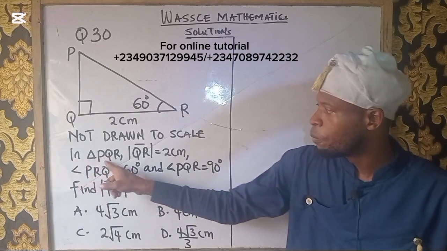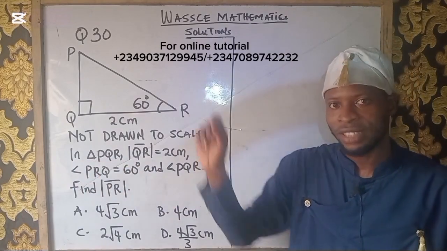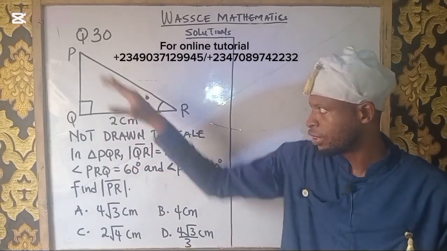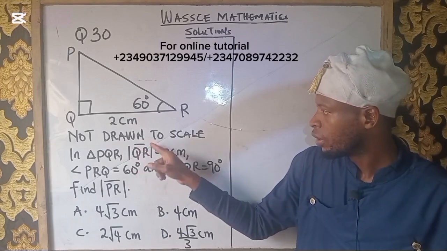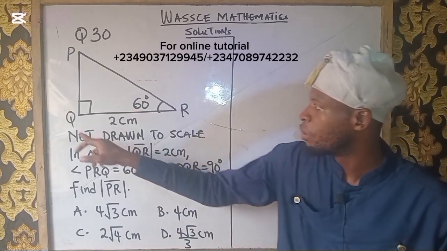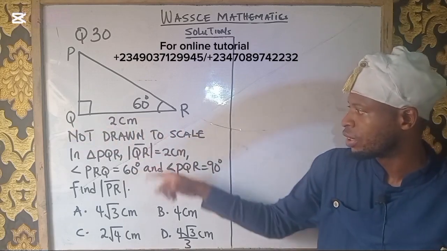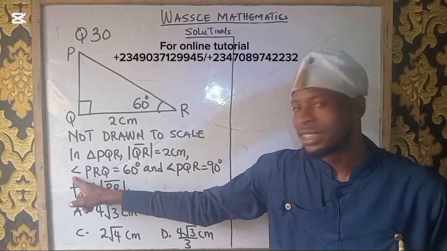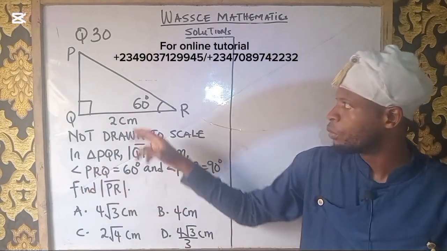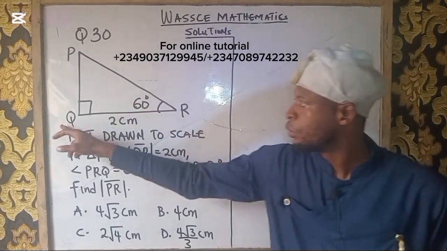In triangle PQR, this sign means triangle. PQR, of course, is triangle PQR. Side QR is 2 centimeters. Side QR means this to this. This sign means side. Okay? QR, 2 centimeters. And this sign means angle. Angle PRQ is 60 degrees.